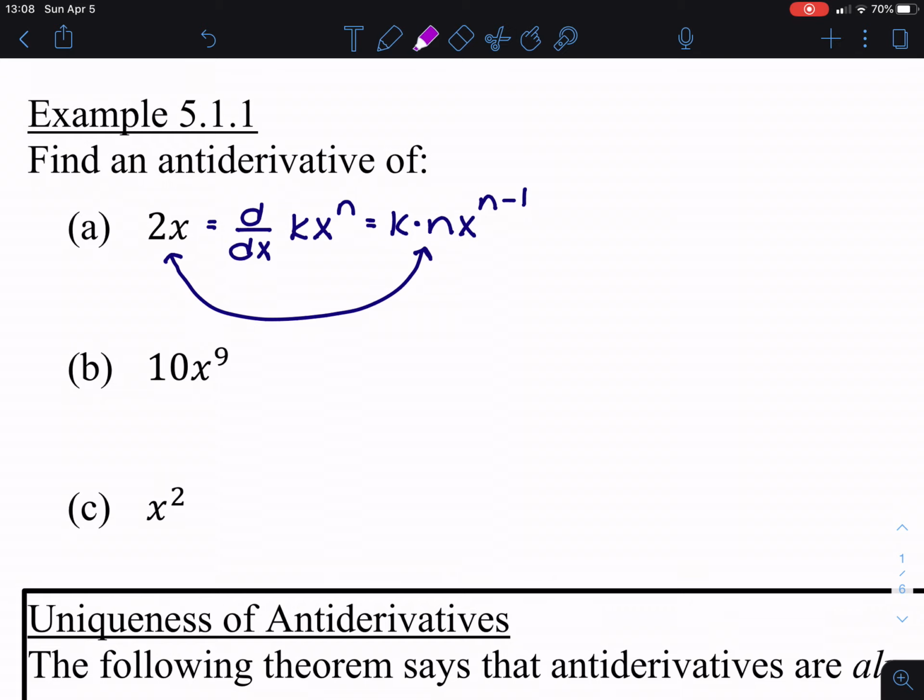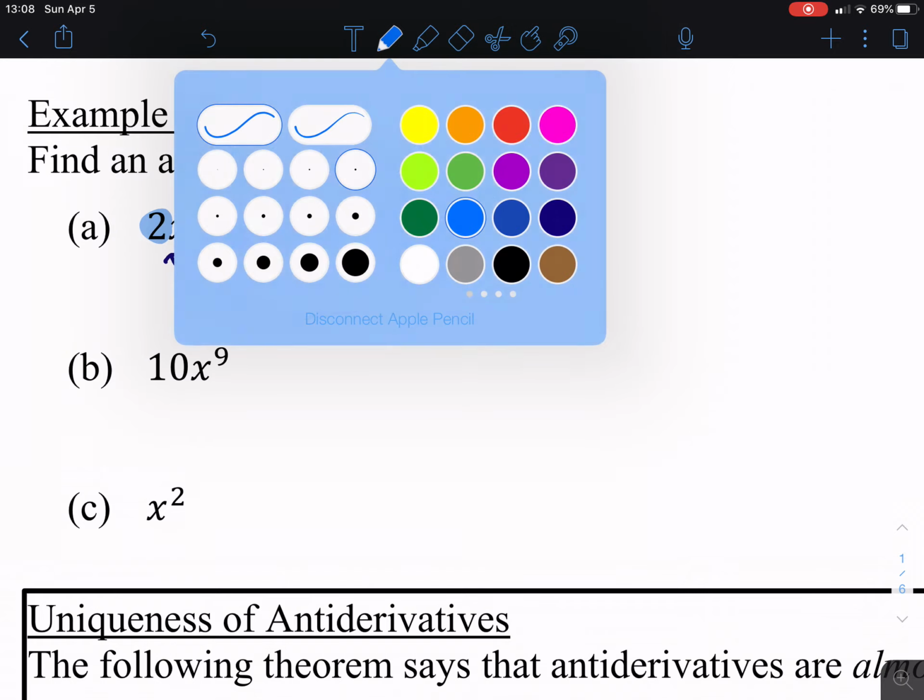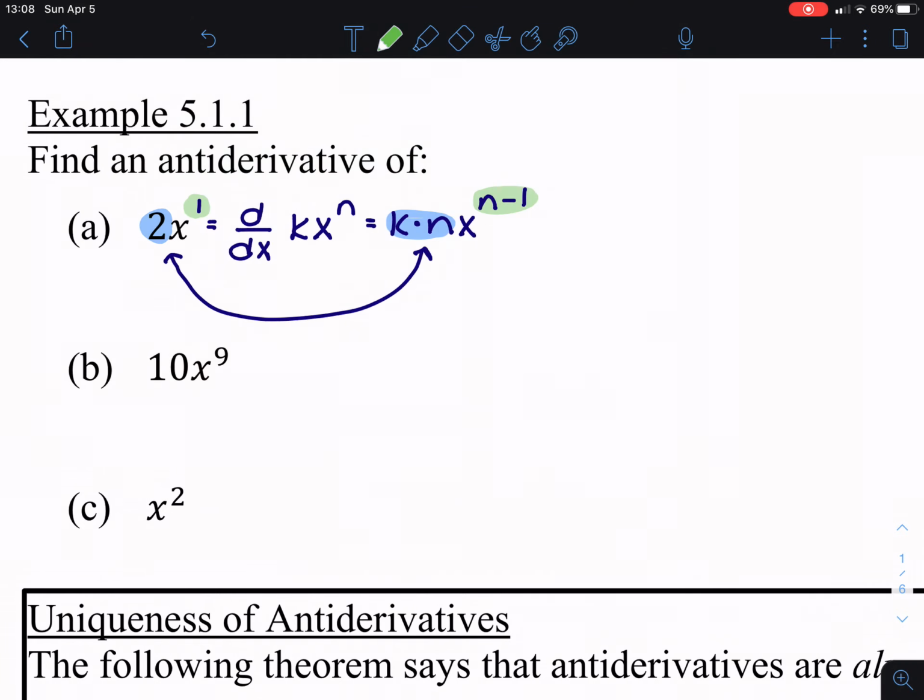So that means k times n is equal to 2, and n minus 1 is equal to my exponent on x, which I know is 1. With these two pieces of information, I can figure out what k is and what n is, and that's going to give me my antiderivative. Let's start with the second one. I know that n minus 1 is equal to 1. That tells me that n is equal to 2, so I know my exponent is 2.